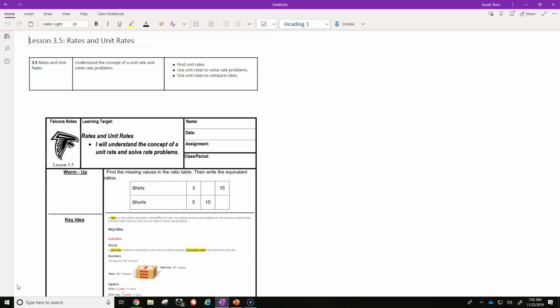So, starting off, we're going to do our notes right away. After I do our notes, it should not take us long because today's lesson about rates and unit rates is all about, can I find unit rates? Can I use unit rates to solve problems and use unit rates to compare?